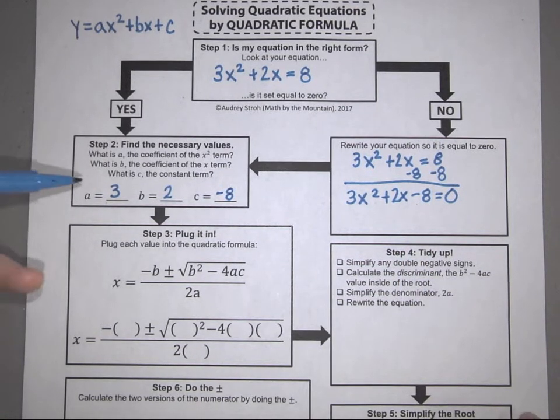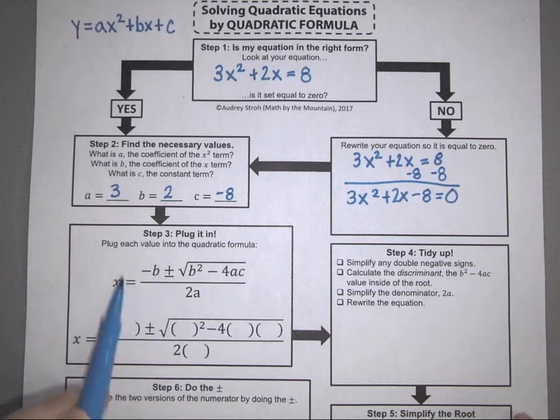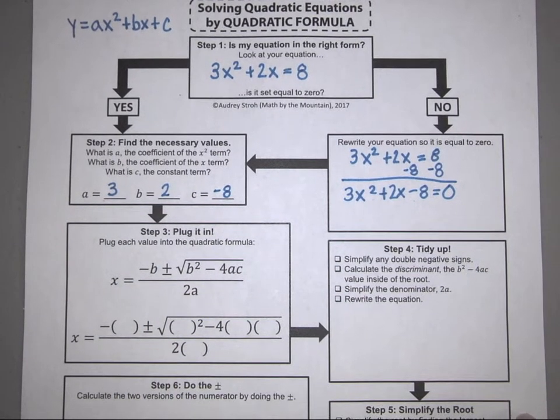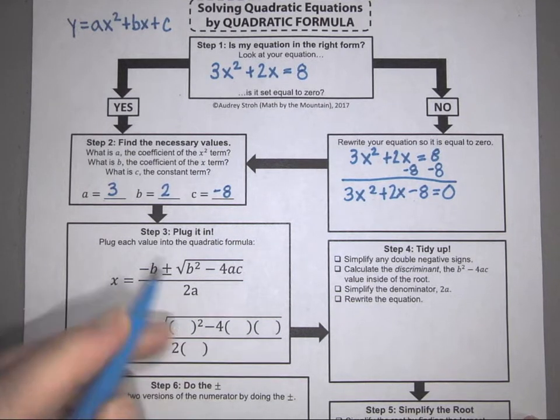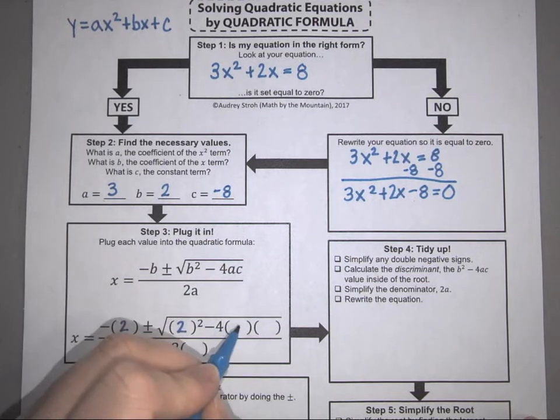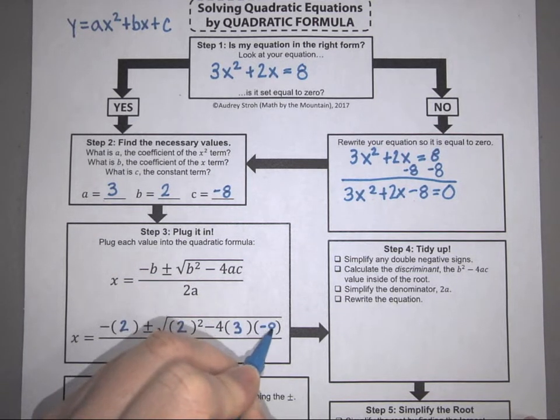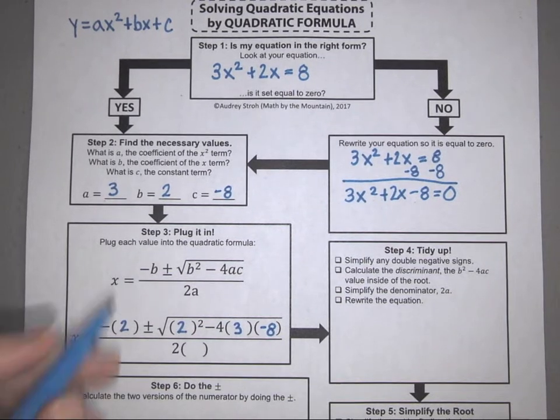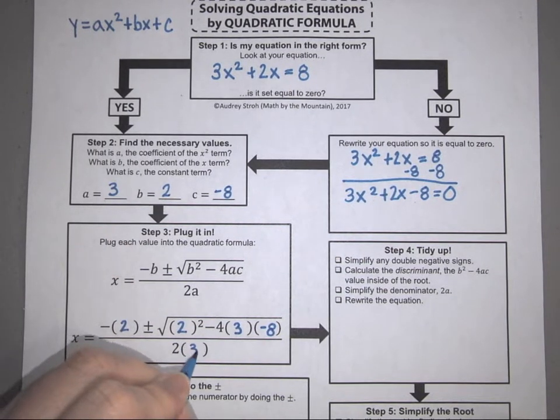Then what we do is we substitute these values into the quadratic formula. So it'll be the opposite of b, always using parentheses, plus or minus the square root of b squared minus 4 times a times c. And that's all going to be divided by 2 times a.